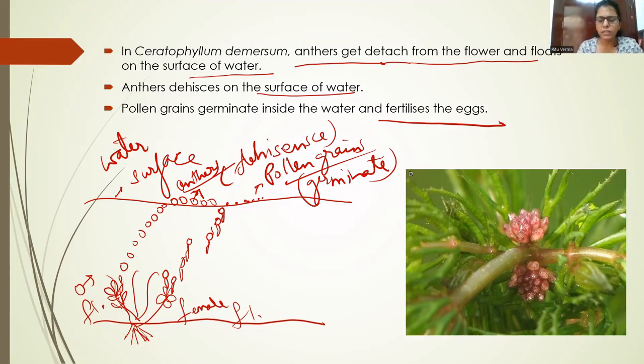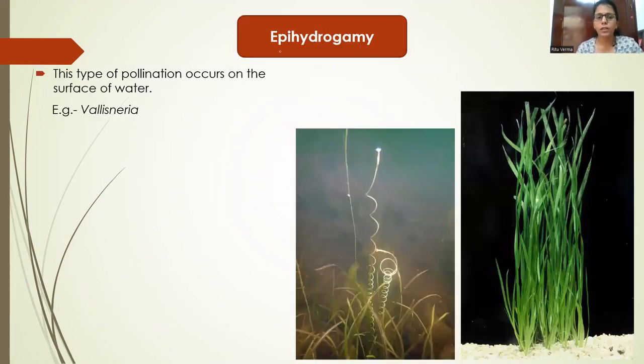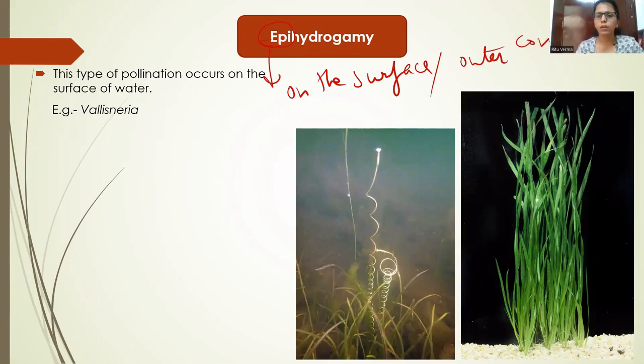Now the next type of hydrophily or hydrogamy is epihydrogamy. Epi means on the surface, or you can say outer covering. So the meaning of the term epi is on the surface. This type of pollination occurs on the surface of water, and the best example is Vallisneria.